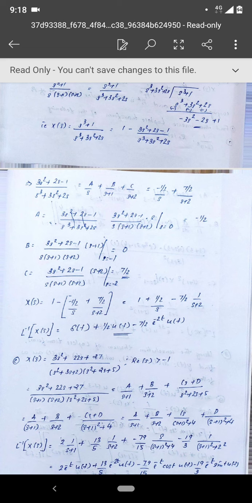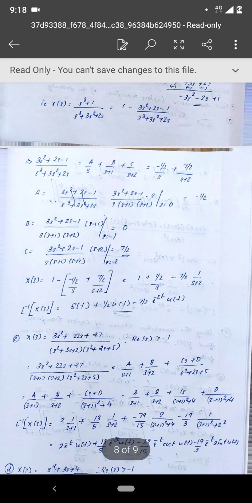Similarly, you can find the value for b. How can you find the value for b? That is X of s, 3s square plus 2s minus 1 by s into s plus 1 into s plus 2, multiplied by s plus 1, and then you apply s is equal to minus 1. You get it as 0. Similarly, you can find the value for c. You apply everything, that is minus half by s plus 7 by 2 by s plus 2.